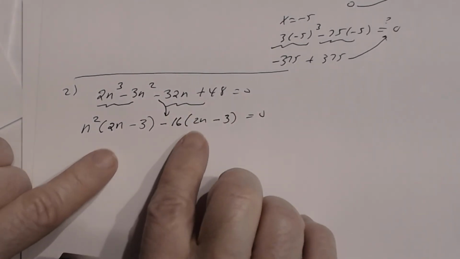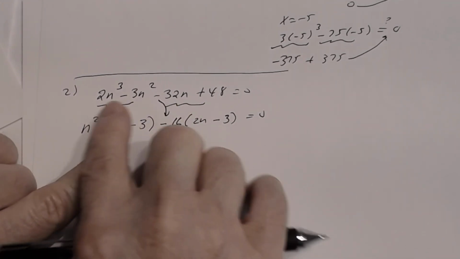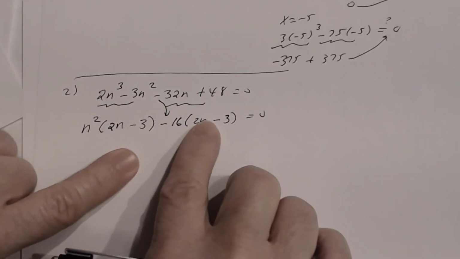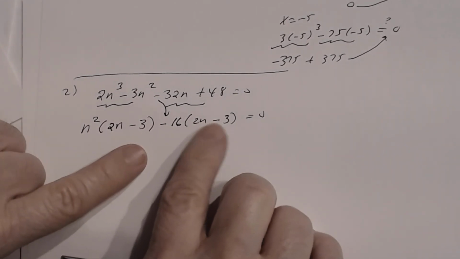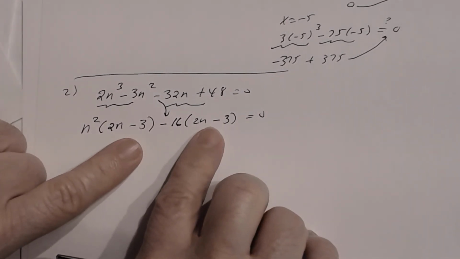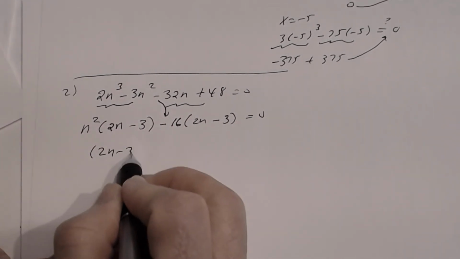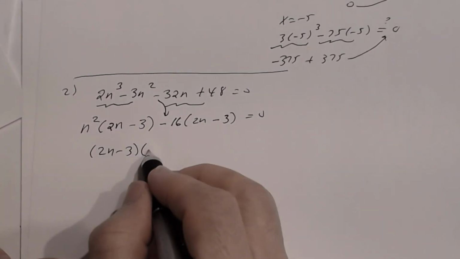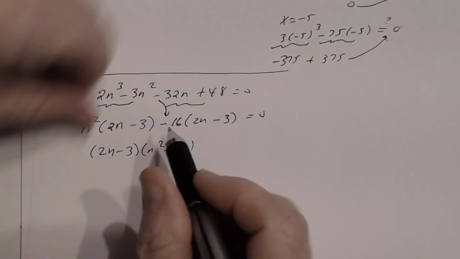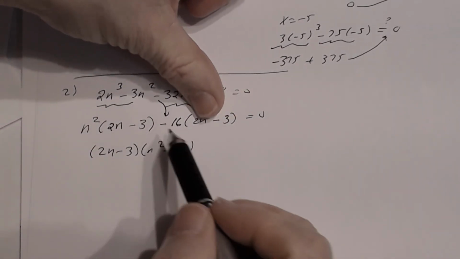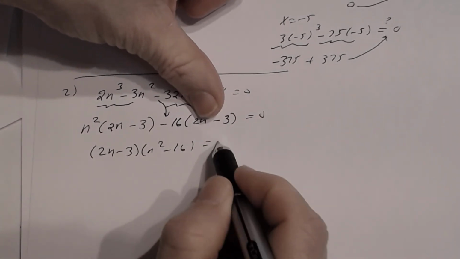And notice that if it's factorable, then these two groups should have a common factor, and they do. See that 2n minus 3? So I'm going to go ahead and factor out a 2n minus 3, just like this, and I get n squared minus 16. So when I factor out the 2n minus 3, you have an n squared, and then you have a minus 16, and that equals 0.